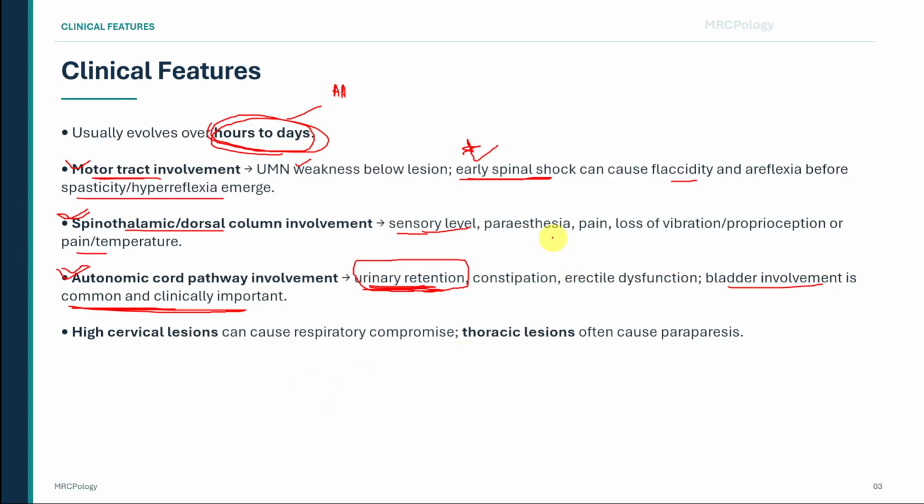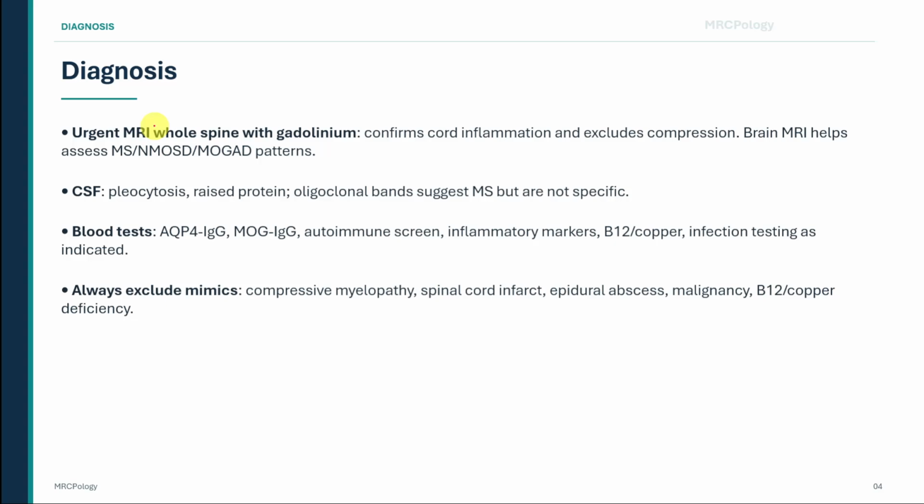Now, diagnosis. The first urgent investigation is MRI of the whole spine with gadolinium. This has 2 jobs. It confirms cord inflammation, and just as importantly, it excludes compression. You must not miss compressive myelopathy, epidural abscess, malignancy, or another surgical cause. Brain MRI is also useful because it may show patterns suggesting multiple sclerosis, neuromyelitis optica spectrum disorder, or MOG antibody disease. The spinal cord lesion pattern also helps.